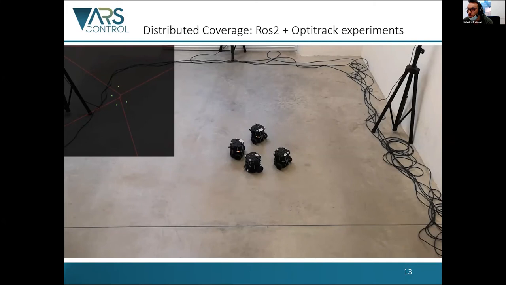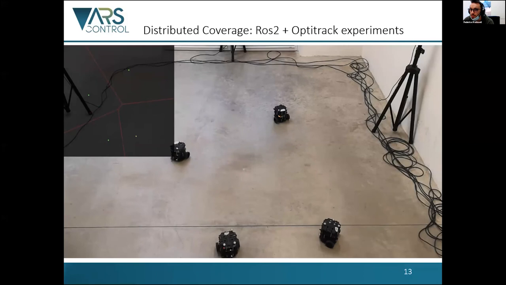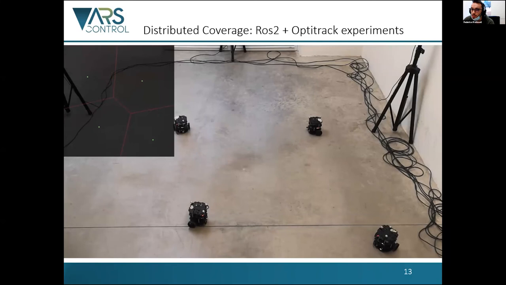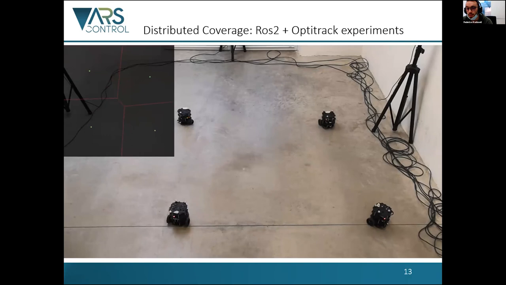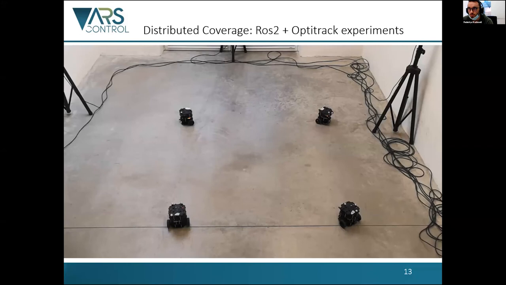And here is the first example in which we implemented a distributed coverage control with uniform probability density function. And we can see the robots spread inside the environment in order to maximize the covered area depending on the sensing range of each robot. And the control algorithm is running on each robot in a distributed way. Here the experiment is being conducted using an OptiTrack system, a motion tracking system.